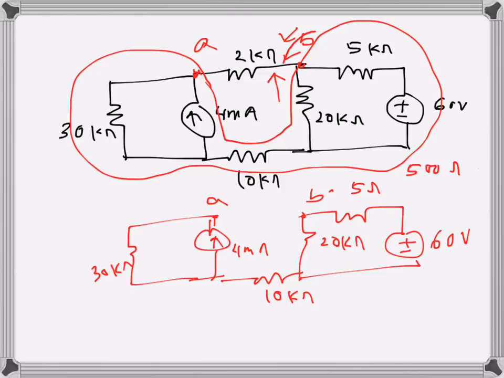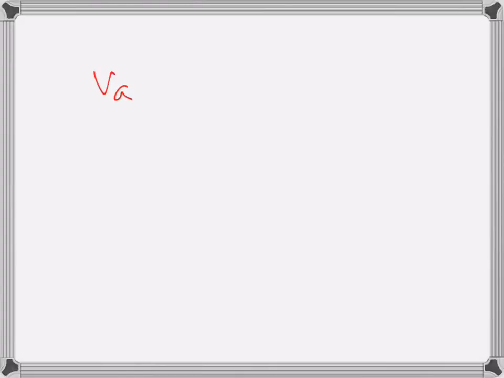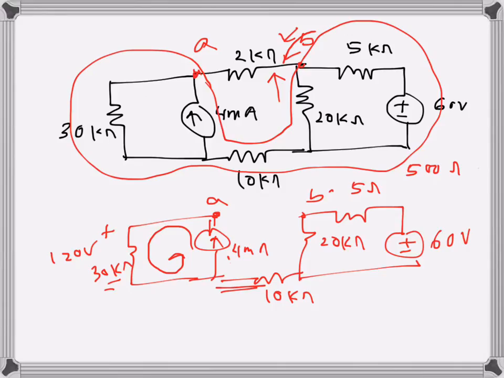So this current will flow only through this loop because it cannot go here because it has no path to come back. So the voltage drop here will be of course 30 kilo ohms times 4 milliamps, which will be 120 volts. So that will be the voltage here. So VA is 120 volts.